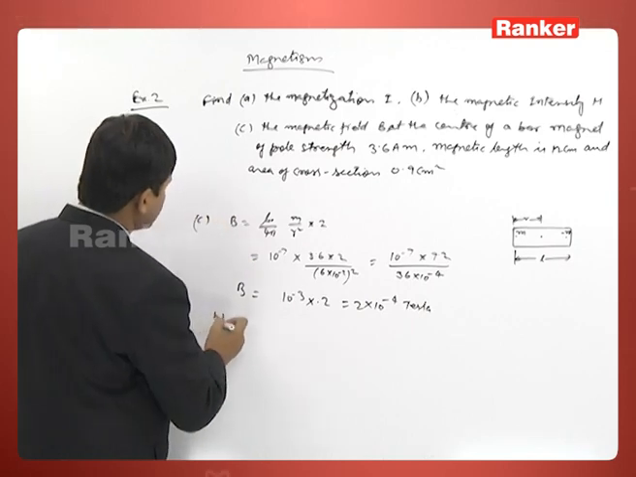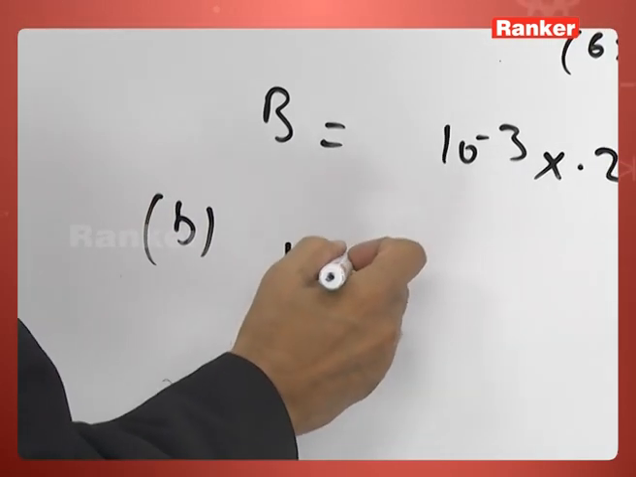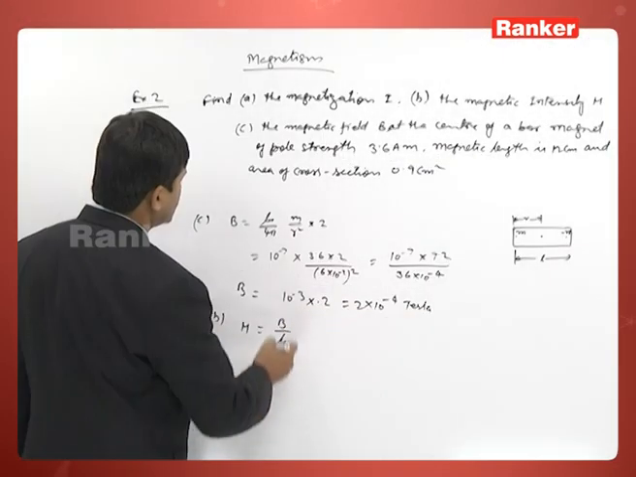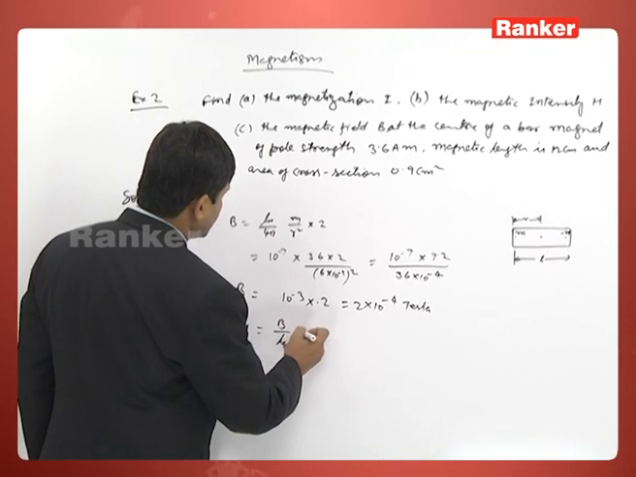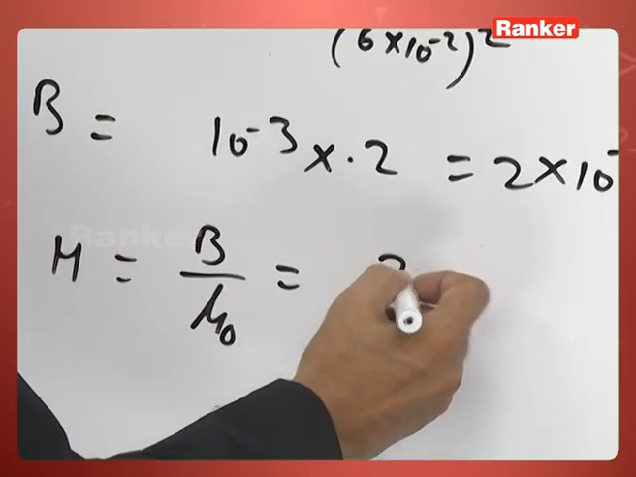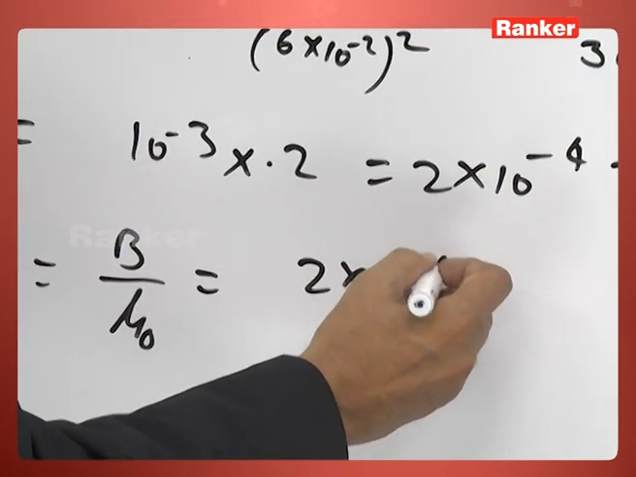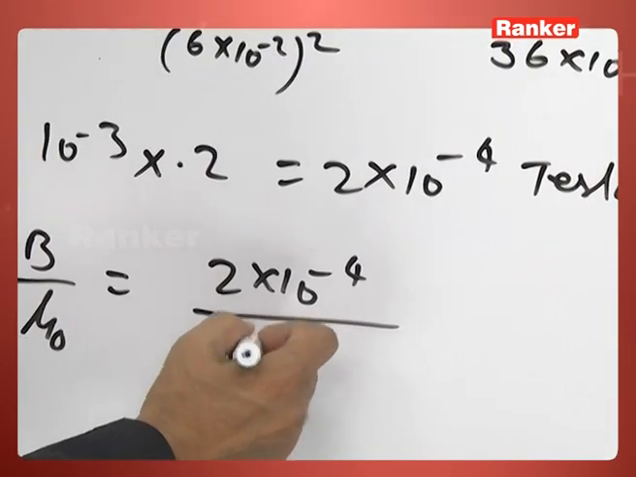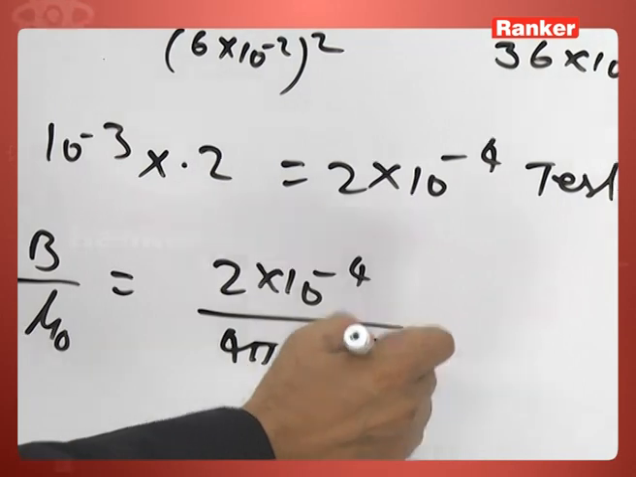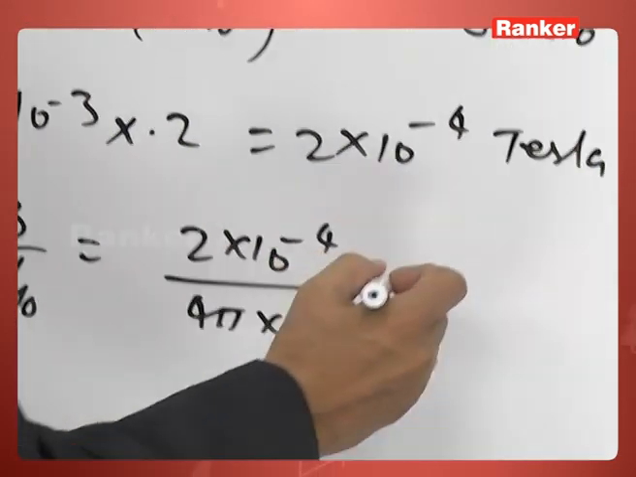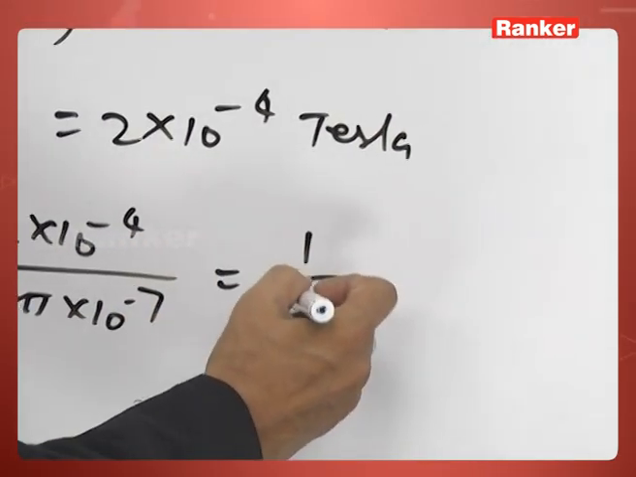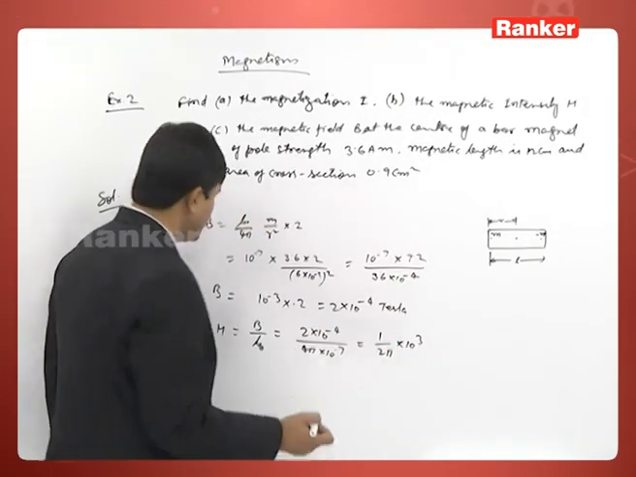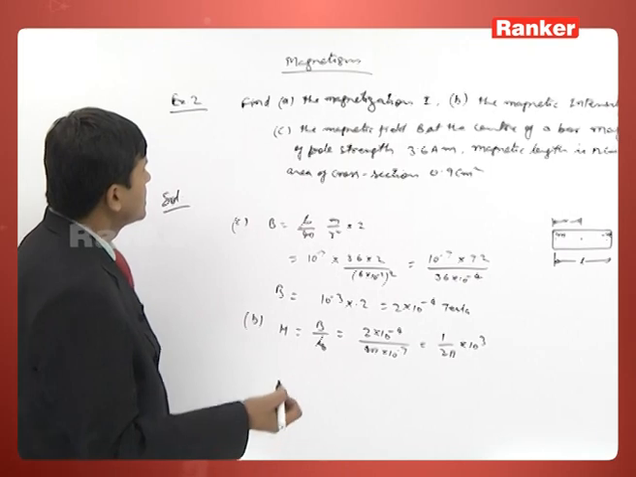Now B part, as we know H is equal to B by mu naught, so we can solve the value. B is 2 into 10 power minus 4 and mu naught value is 4 pi into 10 power minus 7. So this will be 1 by 2 pi into 10 power 3. This is the value of H.